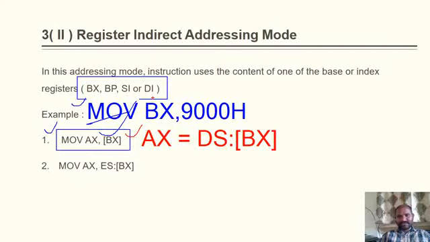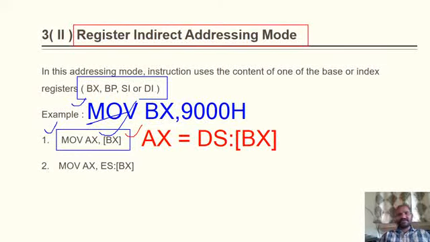We loaded BX as 9000h. Now this 9000h is loaded as data into the BX register. Now I am using this BX register content as an offset address. If any one of the base registers or the index registers is used along with the square brackets, then the respective register content is acting as an offset address. That's why it is called the register indirect addressing mode of operation.